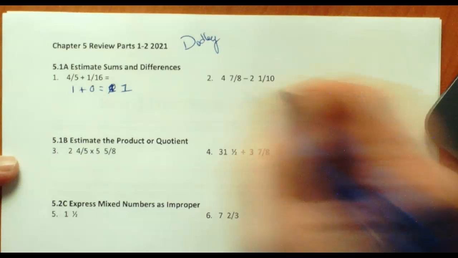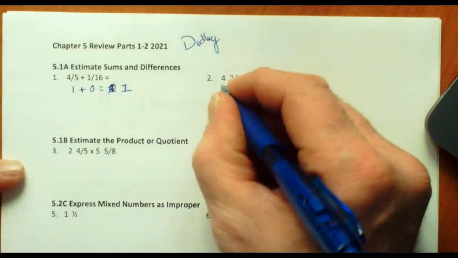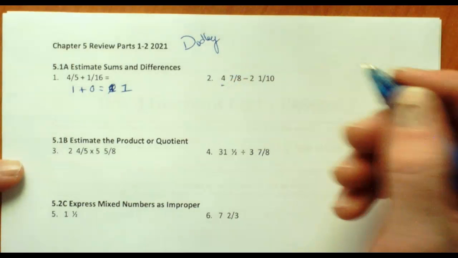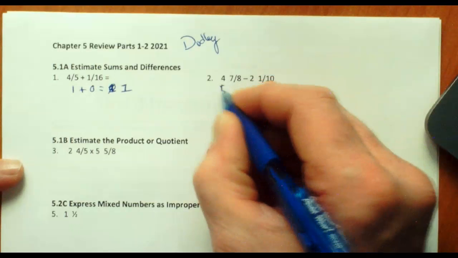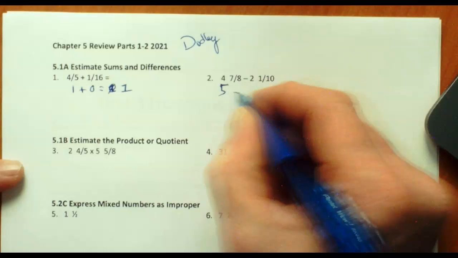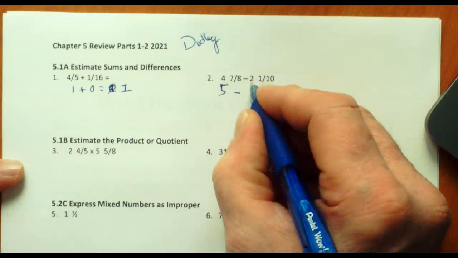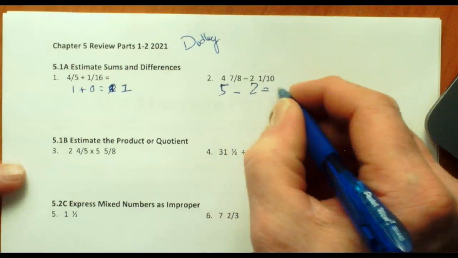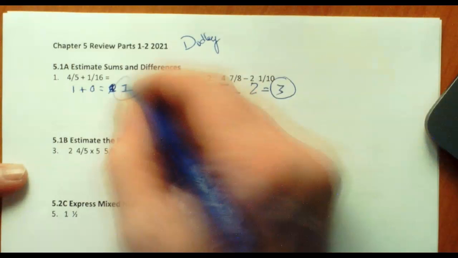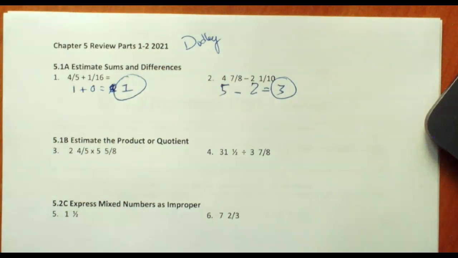All right, 4 7/8, is that closer to, well, when we do mixed numbers, we do it to the nearest whole number. So 4 7/8 is closer to 4 or 5, and this one is closer to 5. 2 1/10, is it closer to 2 or 3? It's closer to 2. 5 minus 2 is 3. So here's my two estimates there. A sum is an addition problem. The difference would be the subtraction one here.